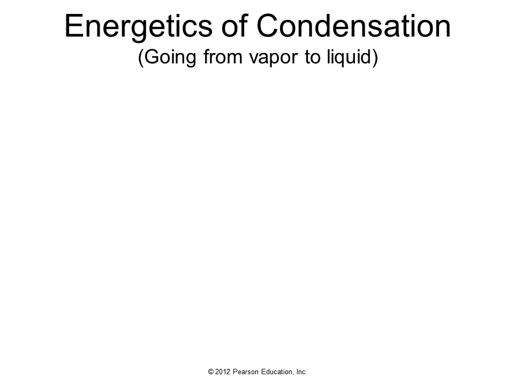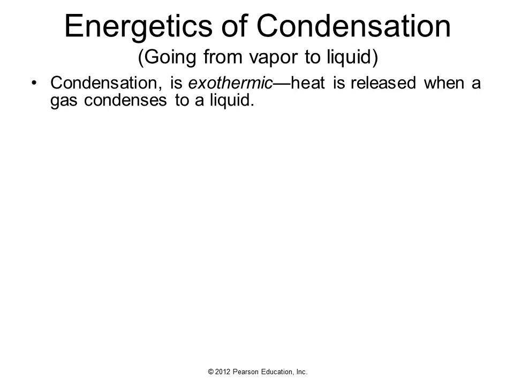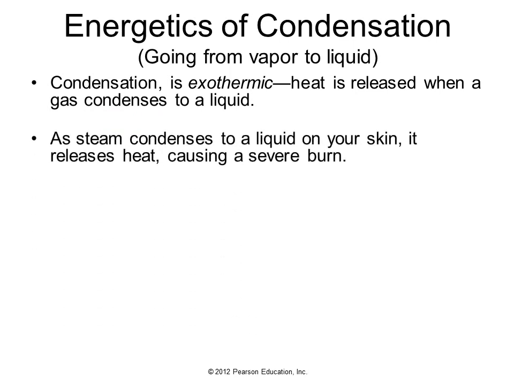Energy of condensation, that is going from a vapor to a liquid. Condensation is exothermic, meaning that as something condenses, it gives heat away. It's released, such as when a gas condenses to a liquid. As steam condenses to a liquid on your skin, it can cause a very, very bad burn because the heat is then transferred to your skin.